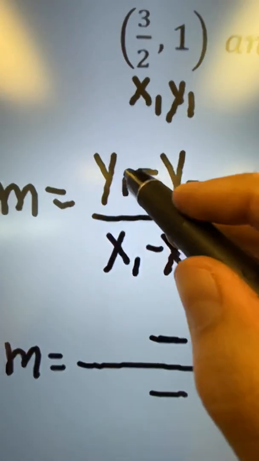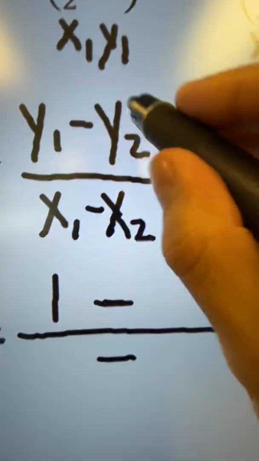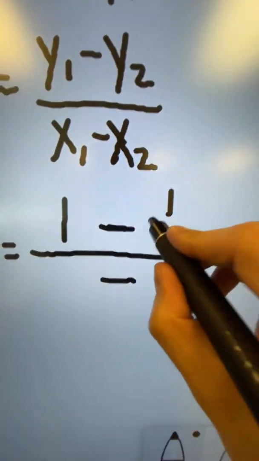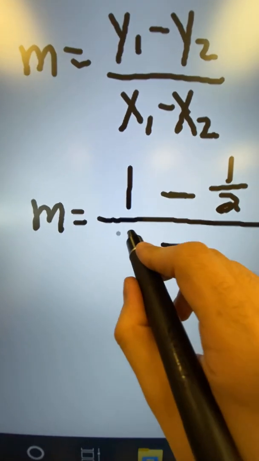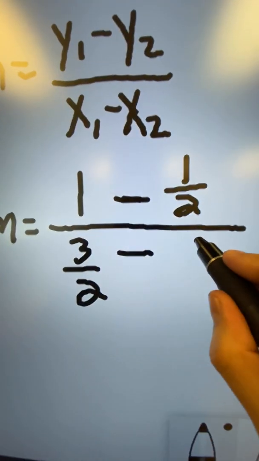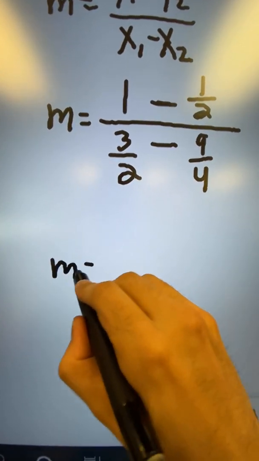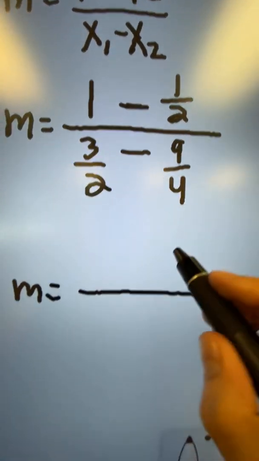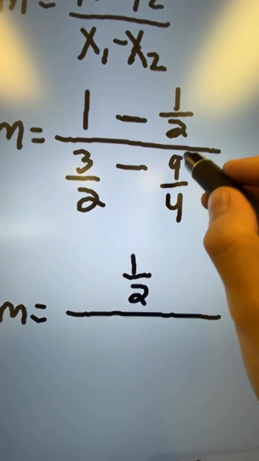In the formula, I have to do the first y value, which is this one, 1. The second y value is 1/2. Then the first x value, which is this one, 3/2. And then my second x value is 9/4. Now we just have to subtract. So 1 minus 1/2 is going to give me 1/2. Then I have to do 3/2 minus 9/4.